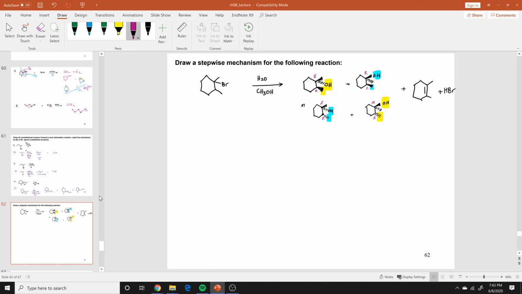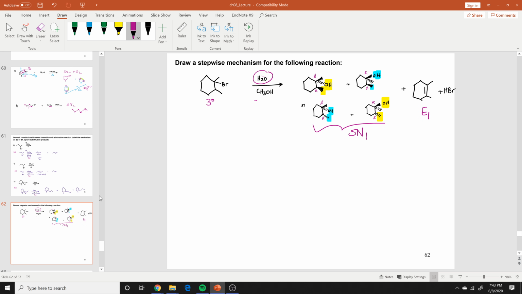Draw a stepwise mechanism of the following reaction. So with the following reaction, I wrote down all the stereoisomers, but I just want you to check this out and see. Well, I have my water as a nucleophile. This is a tertiary alkyl halide. This is a weak nucleophile and a weak base. So my mechanism is going to be an E1 mechanism, and all of those are going to be an SN1 mechanism.